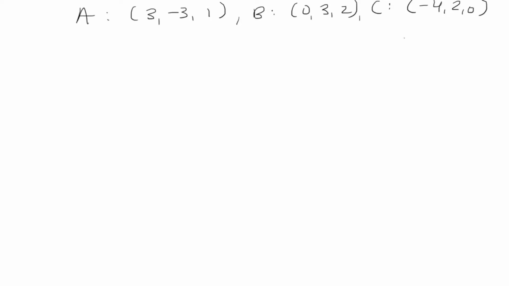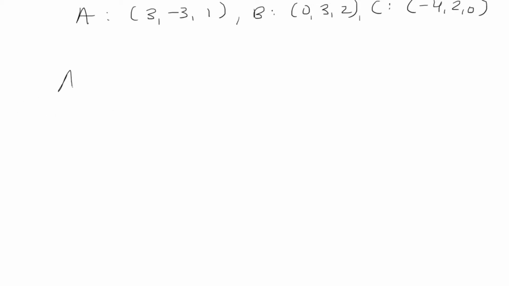Consider the points A is (3, -3, 1), B is (0, 3, 2), and C is (-4, 2, 0). Find the area of parallelogram ABCD with adjacent sides AB and AC.